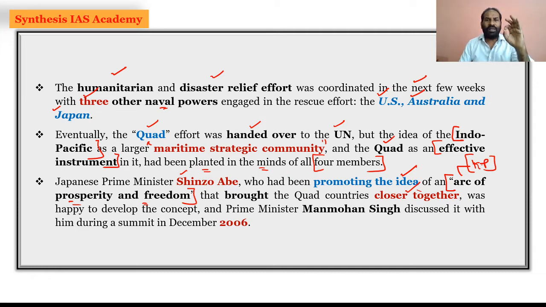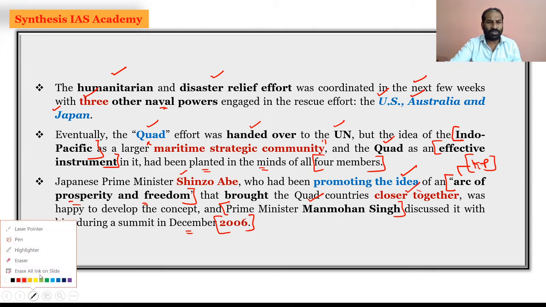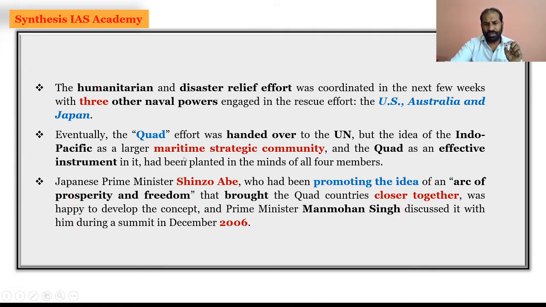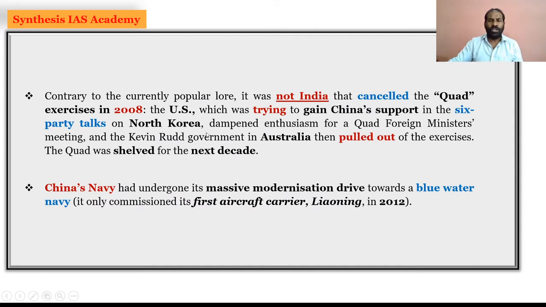By the main idea of the Japanese Prime Minister Shinzo Abe, post the 2004 tsunami disaster, later on the concept was materialized and discussed by the then Prime Minister Mr. Manmohan Singh during a summit in December 2006, and then slowly the Quad came into existence. But originally it was born at the time when the tsunami struck the Indian coast, and how India responded to the rescue efforts.